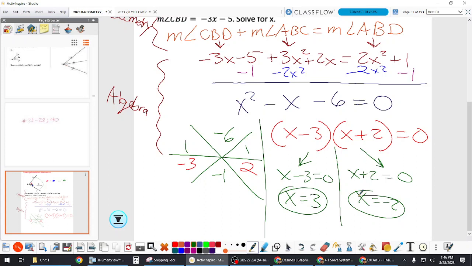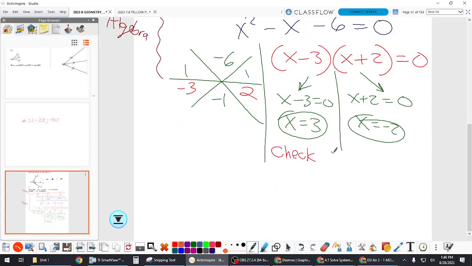We're not doing an algebra problem, are we? It feels like it, but we're not. We're doing a geometry problem. So what do we need to do with those? You guys remember what I've told you? We need to see if those actually work with the geometry. So maybe write, check, give me some room here, check these in the geometry.